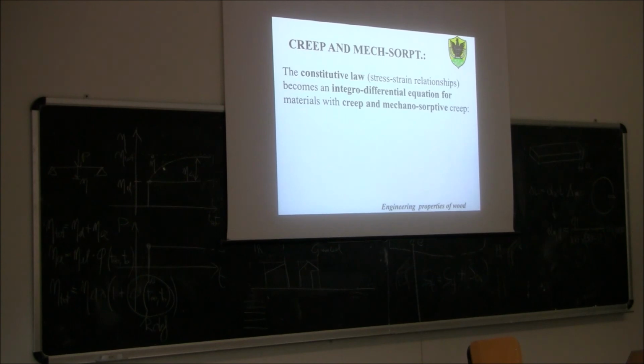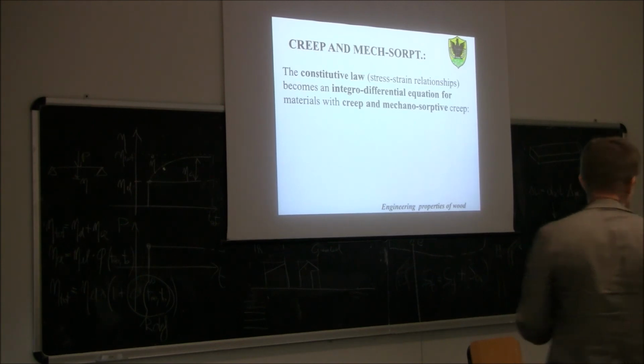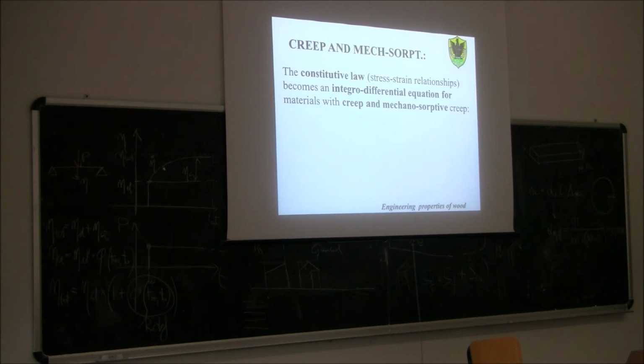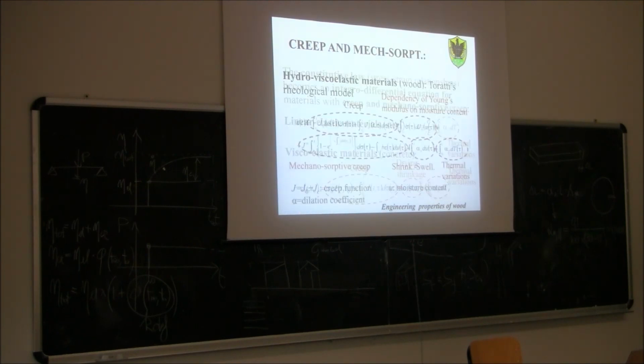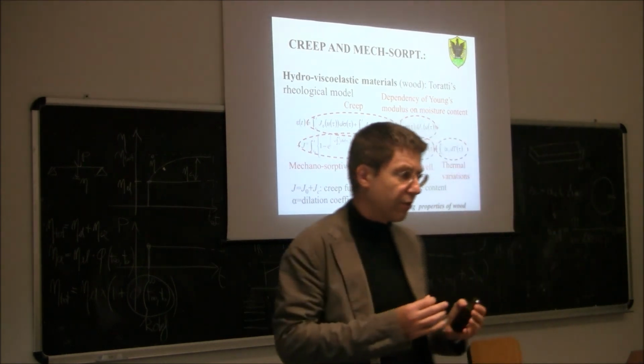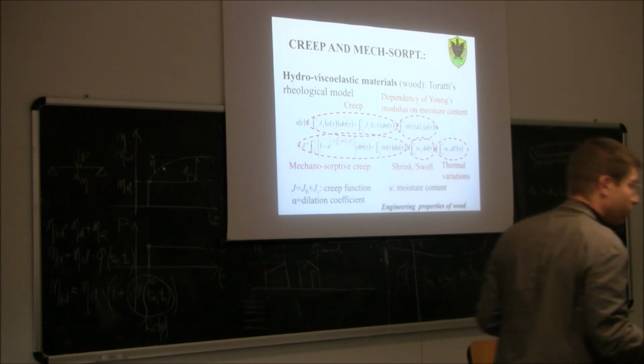Now, we don't want to go too much into detail, but just to tell you that, strictly speaking, studying the behavior of materials with mechanosorptive creep is quite complex. For a linear elastic material, there is this simple relationship: epsilon equals sigma divided by E. If you have a viscoelastic material, this algebraic equation becomes an integro-differential equation. If you have mechanosorptive creep, it is even more complex. This is just to show you that from a rigorous point of view, the problem of a material like wood is very complex to solve.